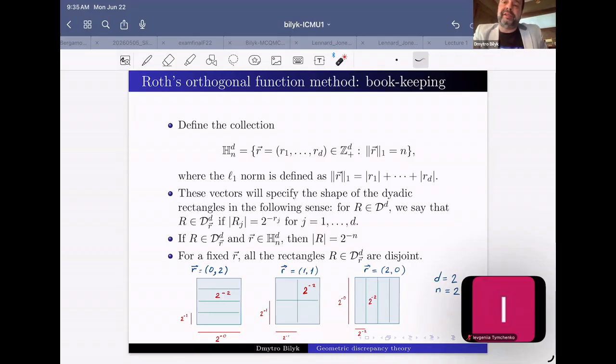Okay. And if you fix the shape, so these vectors R that live in this set, they will correspond to different shapes. If you fix the shape, all of the dyadic rectangles are disjoint. So I have some pictures here which explain how this works.